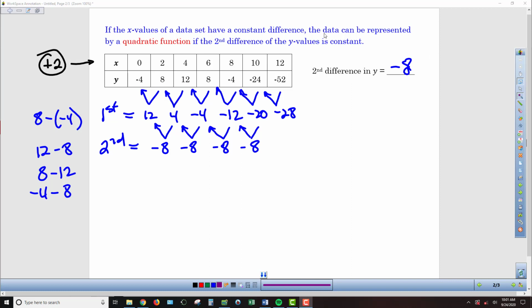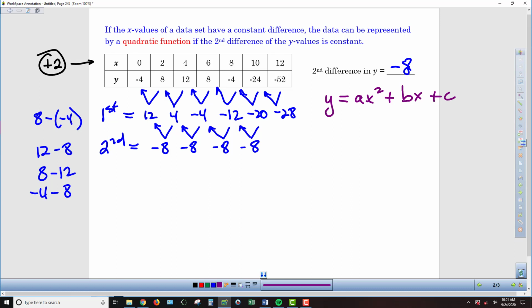So now we want to find the actual equation that this table of values could be represented by. And so, unlike the last one, where it was y equals mx plus b, now it's a quadratic, so it's y equals ax squared plus bx plus c. This is the type of function that we're going to use to represent this table, quadratic.